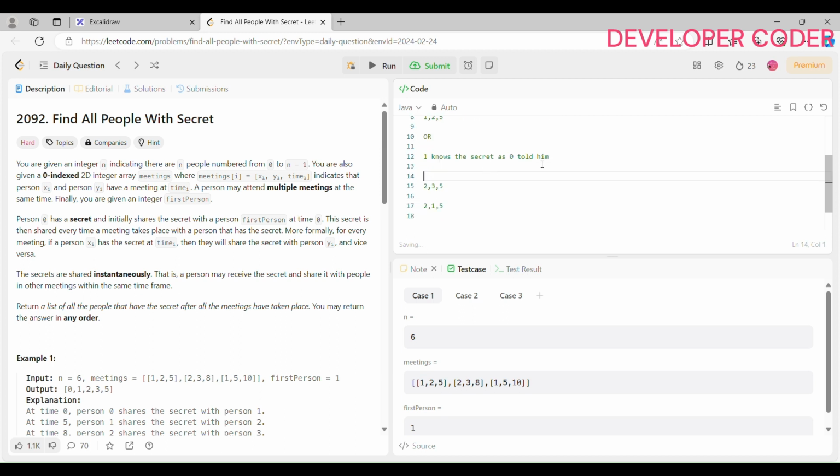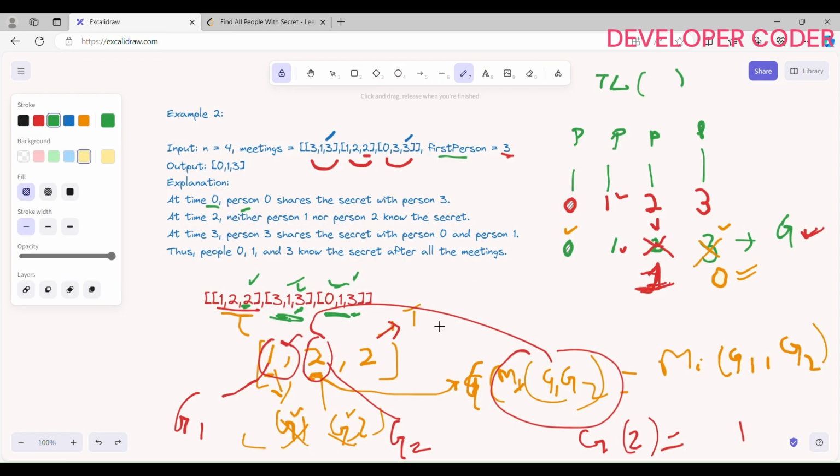1 knows the secret, because 0 told him. So first this meeting is conducted, there is no 1, so they don't know the secret. And then this meeting is conducted, then only 1 and 2 are going to know the secret. But both the meetings are conducted at the same time now. So we have to take care of both of these meetings at the same time. If both the meetings are conducted at the same time, then let me show you here. So now 3 1 3 and 0 1 3, two meetings are going to be conducted at the same time.